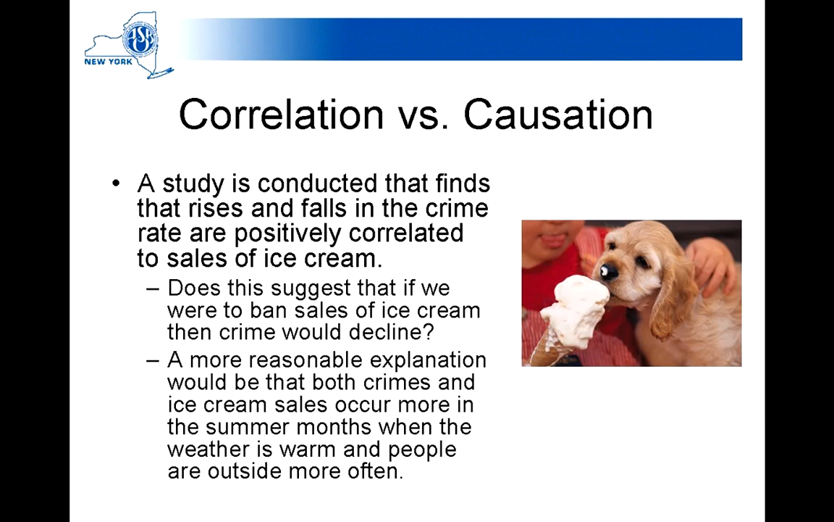I love this example because I think this really demonstrates it. Let's assume, for argument's sake, that someone conducted a study that found that whether the crime rate went up or down was actually positively correlated to the sales of ice cream. At the time in which sales of ice cream were low, so was the crime rate. When ice cream was at its peak levels of sales, the crime rate was equally high. So we've done all of our work. The statistics tell us very clearly it's a strong correlation.